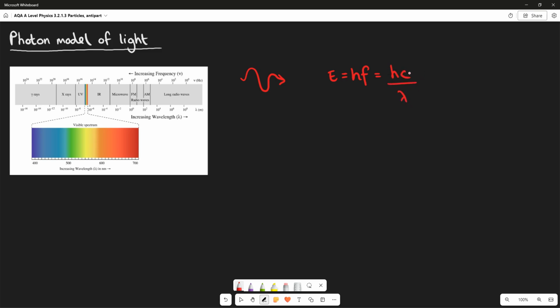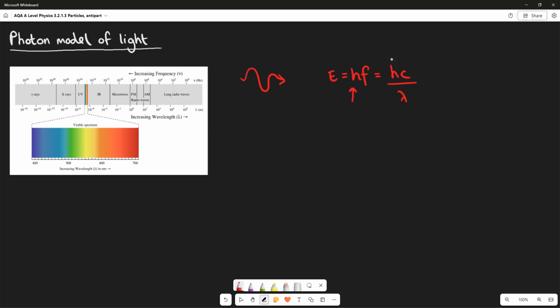Okay, so what we're doing here is using the relationship between frequency and wavelength, and substituting this equation in order to turn this equation into this one. So we can substitute that information in.